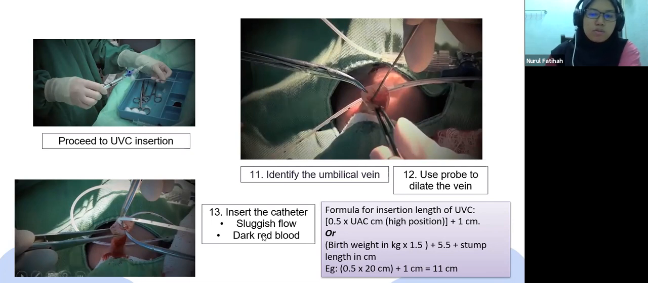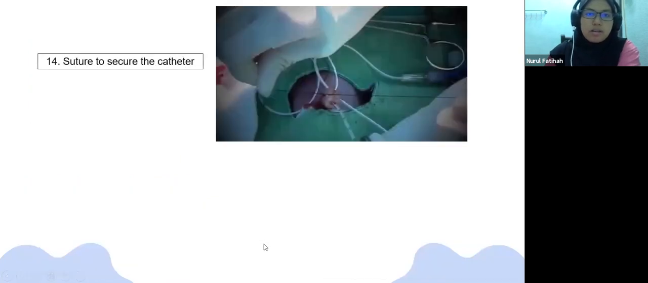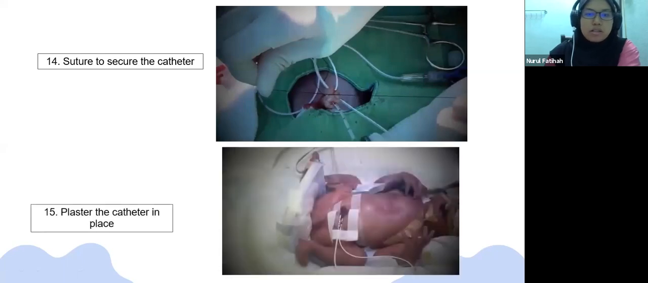So how do you know that you have already inserted at the right place? You can observe the blood flow is a bit sluggish, slow flow compared to the artery, and the features of blood is dark red blood. Okay, and then after you have inserted both catheters, you have to secure the catheter in place by suturing, and also double suture the place by placing a tape together.